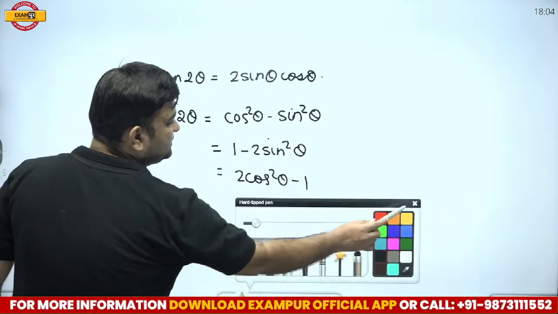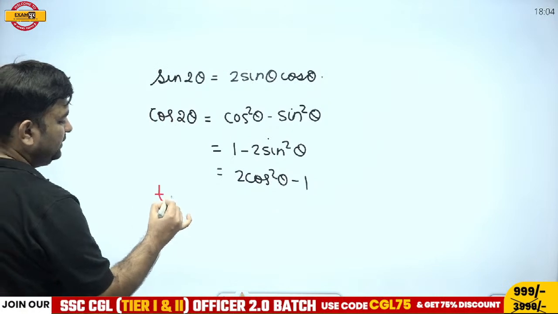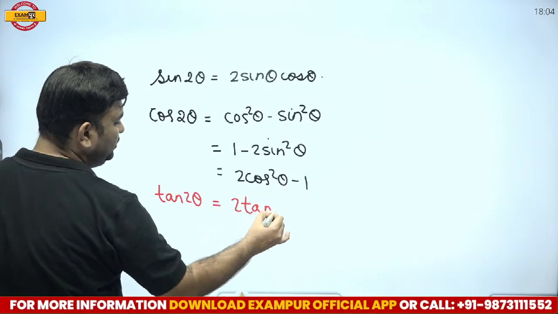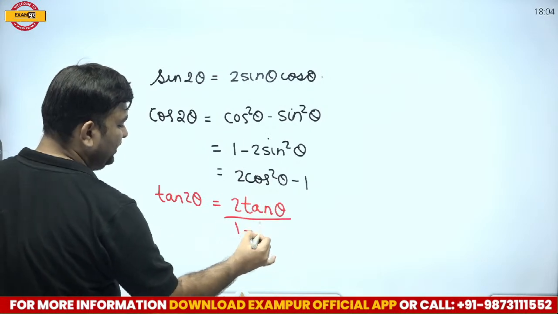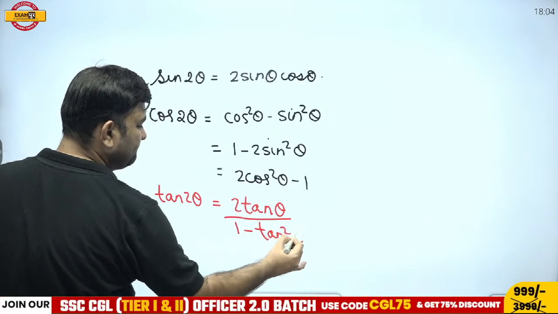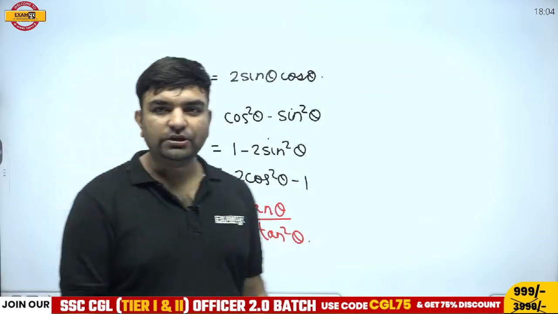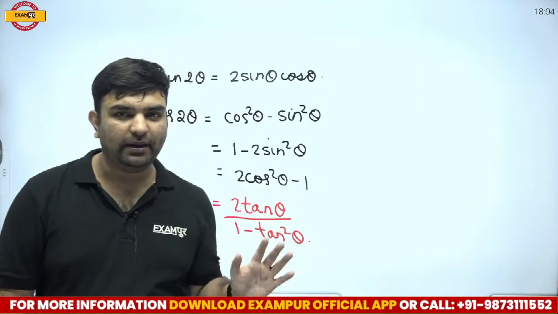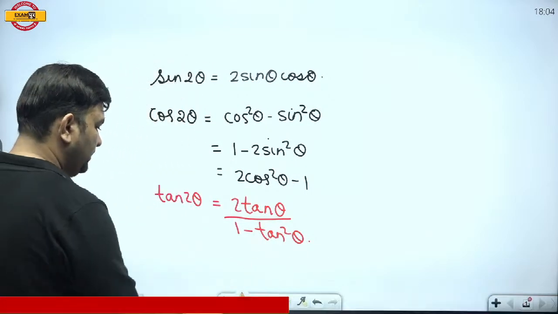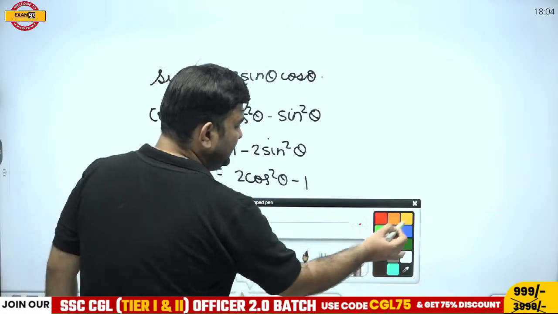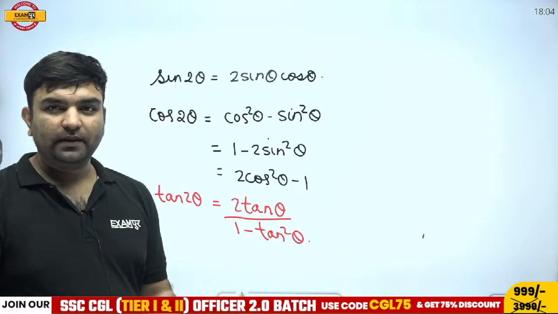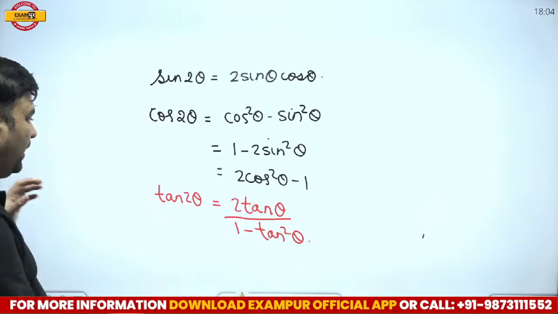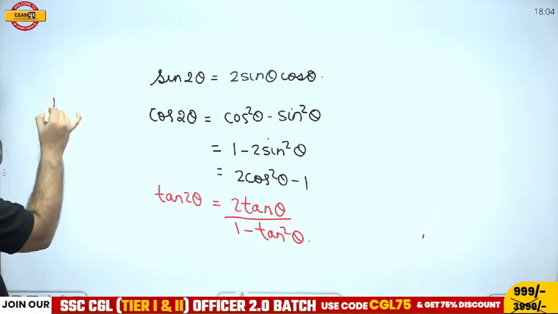Similarly, tan 2 theta is 2 tan theta upon 1 minus tan square theta. There is a very famous identity which I formed yesterday about the triangle of 2 theta.